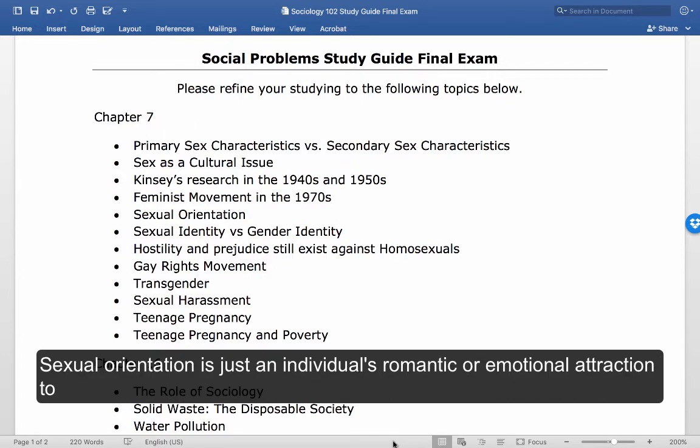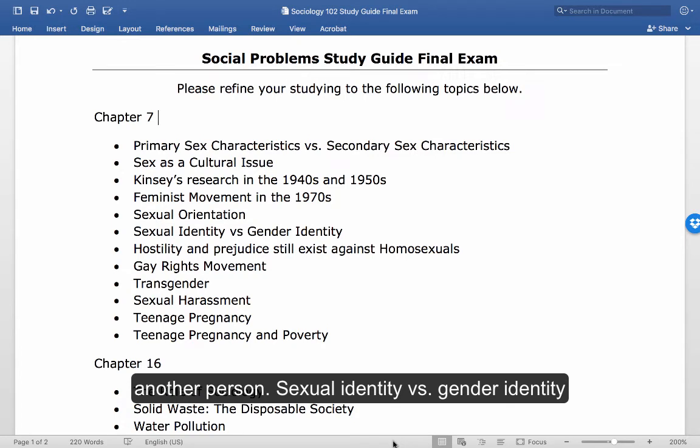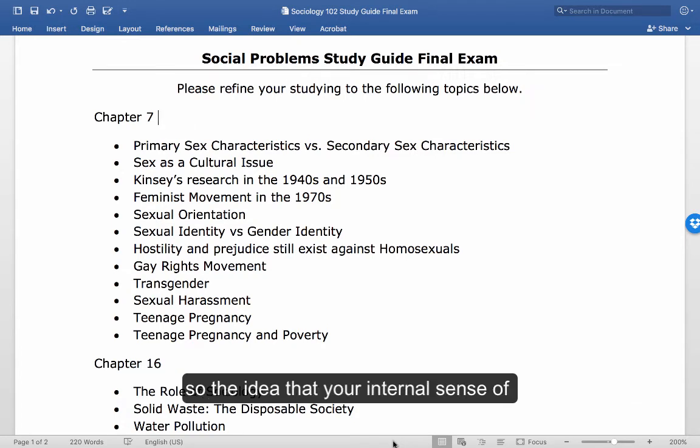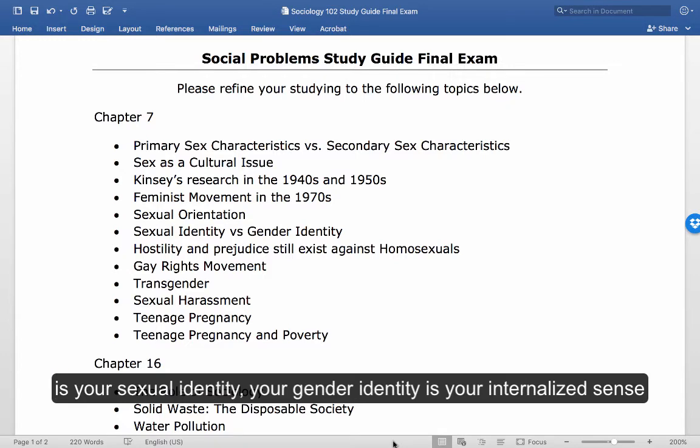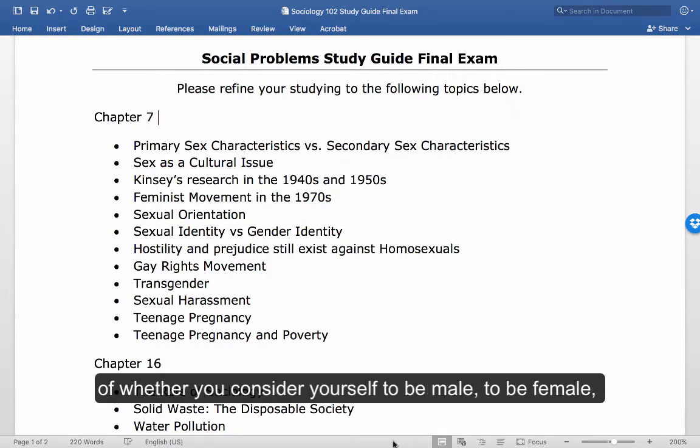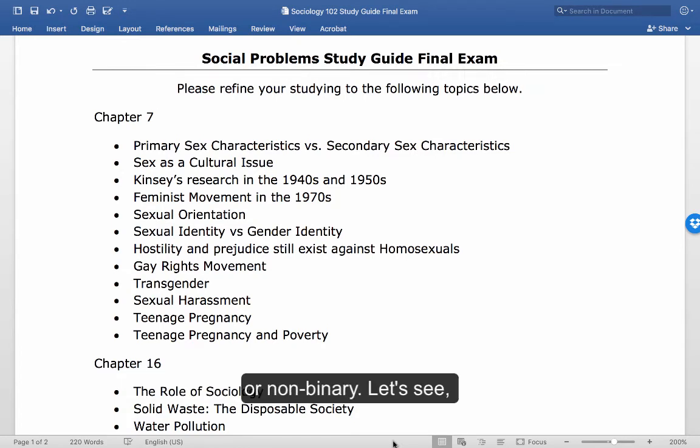Sexual orientation is just an individual's romantic or emotional attraction to another person. Sexual identity versus gender identity. So the idea that your internal sense of your sexuality, meaning who you are attracted to sexually, is your sexual identity. Your gender identity is your internalized sense of whether you consider yourself to be male, to be female, or non-binary.